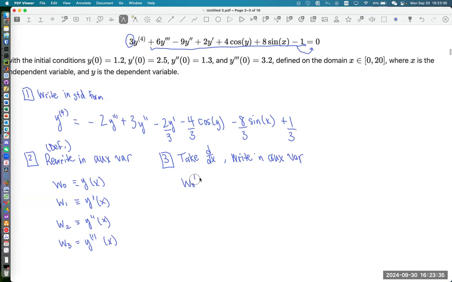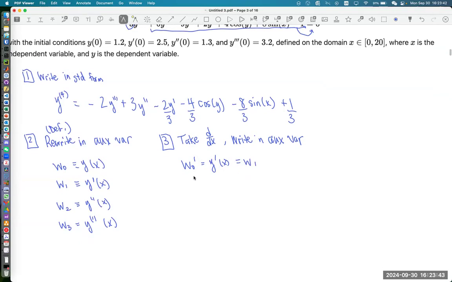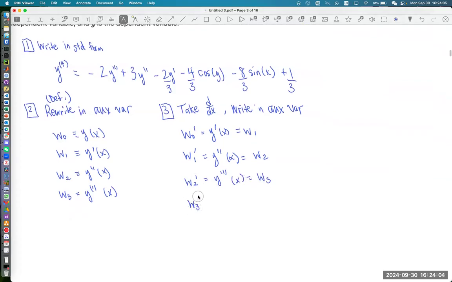So W0 prime is y prime, and y prime is defined as W1. W1 prime is y double prime, and it's defined as W2. W2 prime is y triple prime, and then take the derivative, which is defined as W3. And then W3 prime is the fourth order derivative of y.